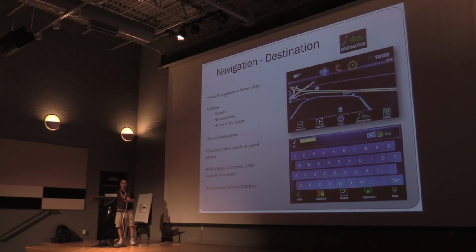So you can enter destination requests by voice recognition or screen entry via the keyboard. You can search on addresses, you can search on intersections, you can search on streets, freeway on-ramps. You can search recent destinations, or you can go to your contacts. There's a point of interest icon. And lastly, any destination that you've saved as a favorite.